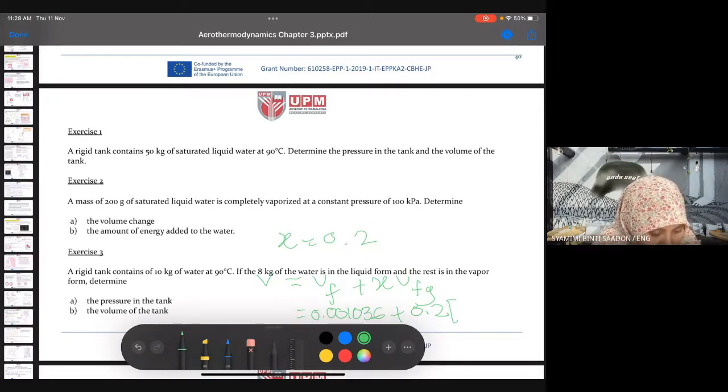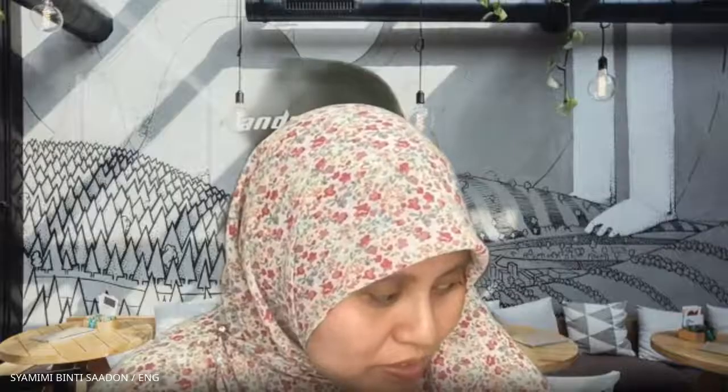So we have to calculate VFG, the normal calculation. VG minus VF. So we still have to search the value in the table. VG minus VF, which is 2.3593 minus 0.001036. Obviously the value of the vapor is higher. So minus that, and then total up.